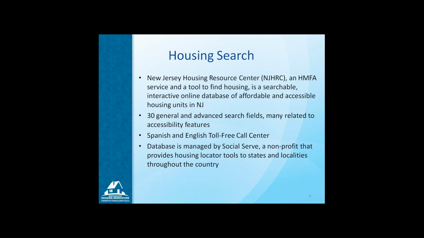The New Jersey Housing Resource Center, or NJHRC, is an NJHMFA service and tool to find housing. It is a searchable, interactive, online database of affordable and accessible units located throughout the state of New Jersey. This resource has 30 general and advanced search fields, many of which relate to accessibility features. It also has a Spanish and English toll-free call center number. This database is managed by SocialServe, which is a nonprofit that provides housing locator tools to states and localities throughout the country.